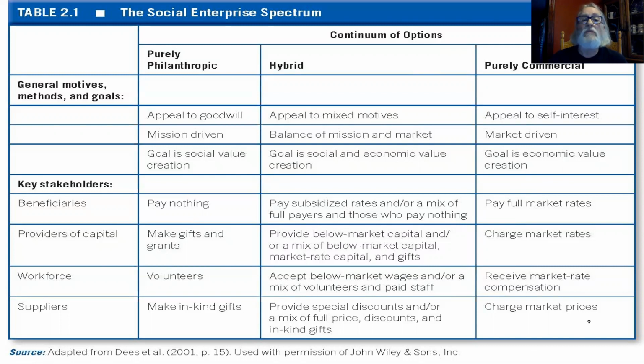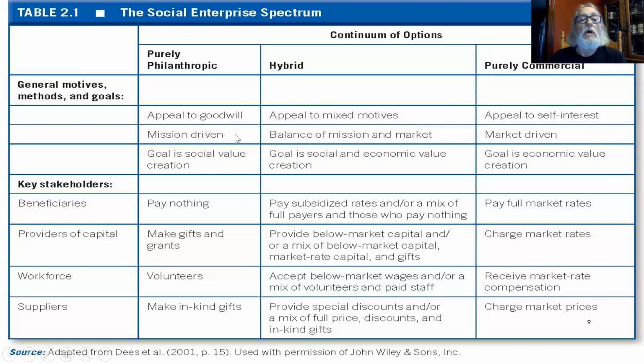If we look at purely philanthropic organizations, nonprofits, well, they are appealing to the goodwill. They are driven by their mission. And their ultimate goal is social value of some type that they're going to create. They have a cause, an idea, something they're really trying to do. If we look at the purely commercial side, over on this end, then we see that the appeal is not to goodwill, but to self-interest. And that makes sense. If it's purely commercial, then the motive really is profit.